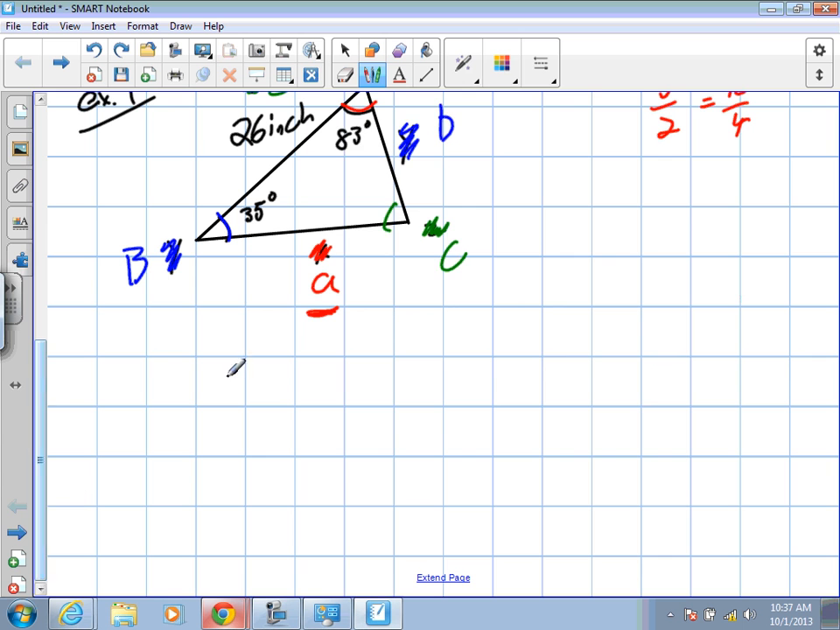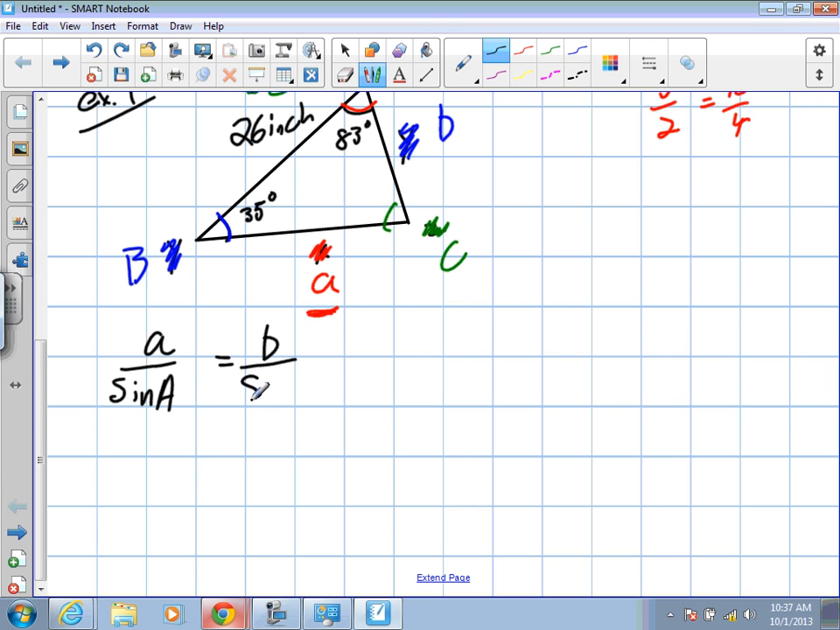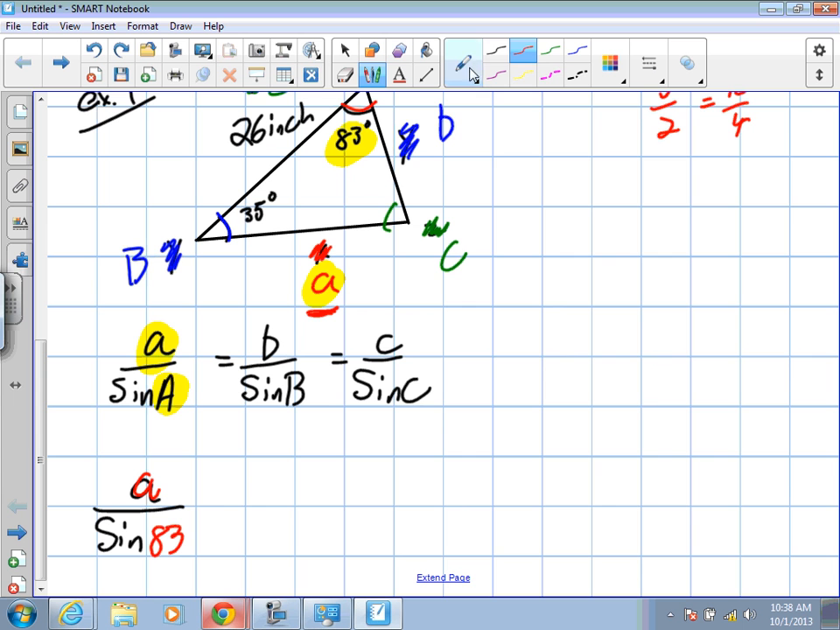So because we're looking for a side, I'm going to write this out as A over sine A is equal to side B over sine B is equal to side C over sine C. From here, we're going to input all the information we have. So A is unknown. Angle A is 83. Great. So let's leave it at that. A over sine 83. Okay? And the second part of this, our B.